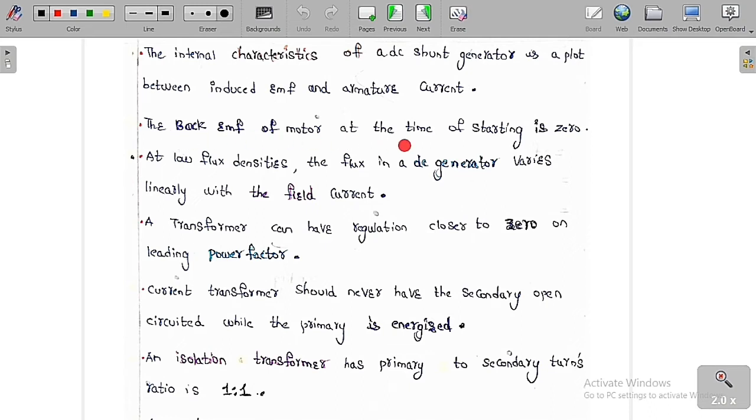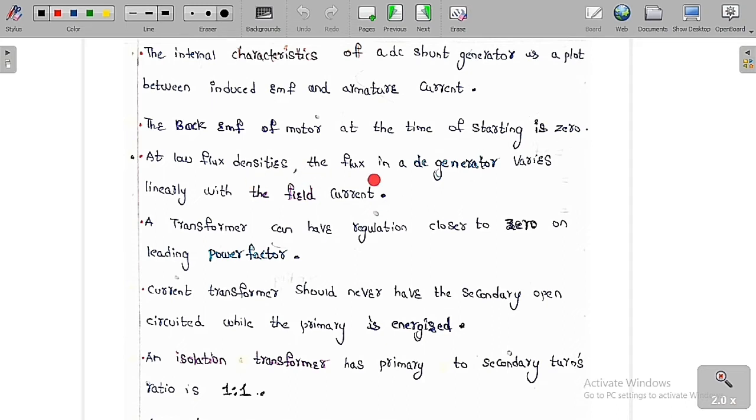The back EMF of a motor at the time of starting is zero, because at starting the rotor speed is zero. Back EMF is proportional to flux into speed, and as speed itself is zero, back EMF is zero. So the back EMF of a motor at the time of starting is always zero.